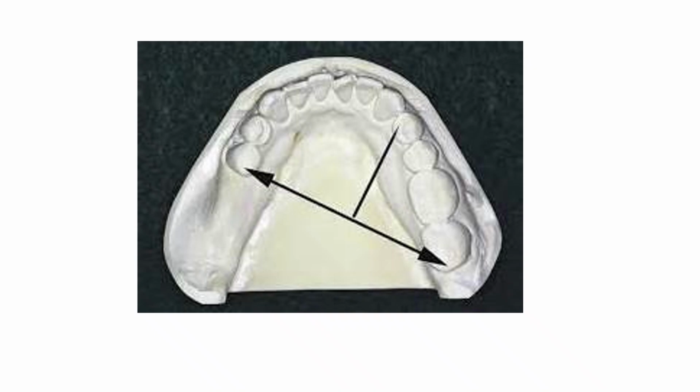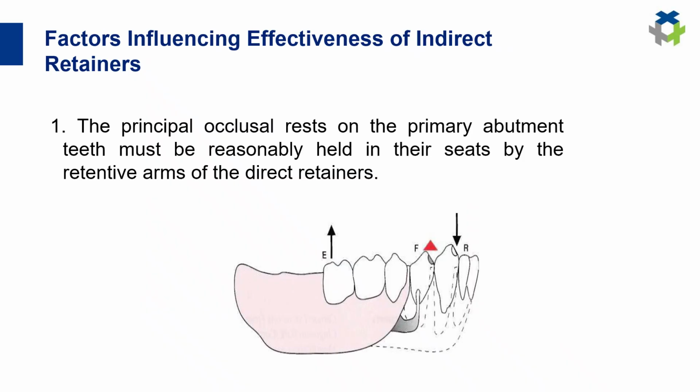So this is how we plan the indirect retainer. We have two primary abutments. If we draw a fulcrum line from the primary abutments and draw a bisecting line, that is a perpendicular line in the middle, it is pointing towards the premolar. So the premolar will be the location of this indirect retainer in this type of situation.